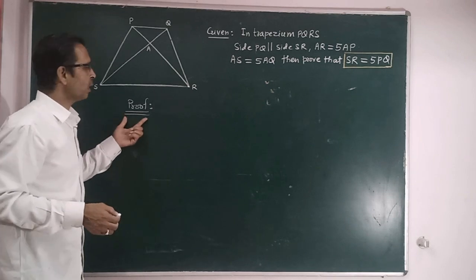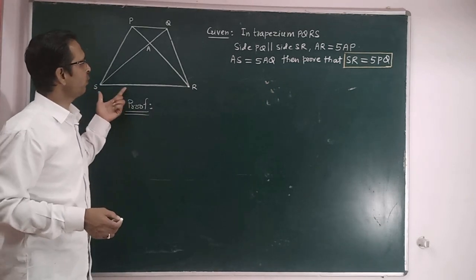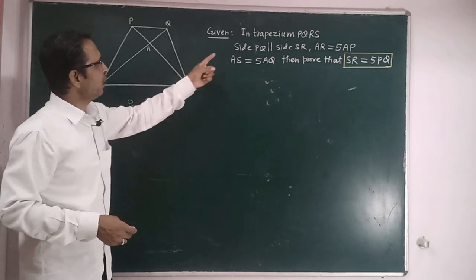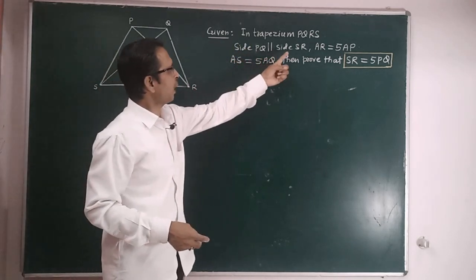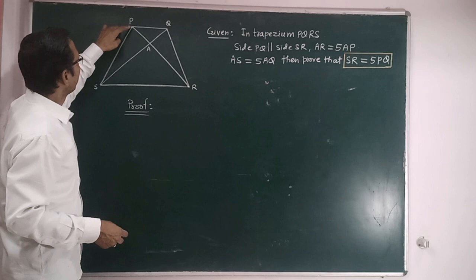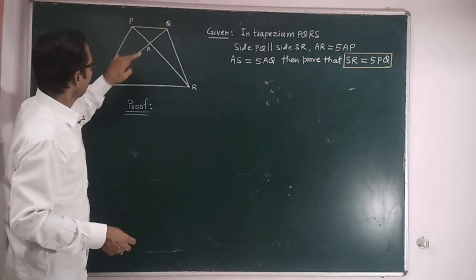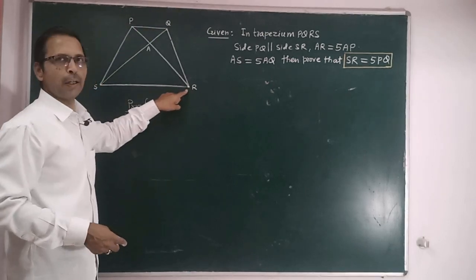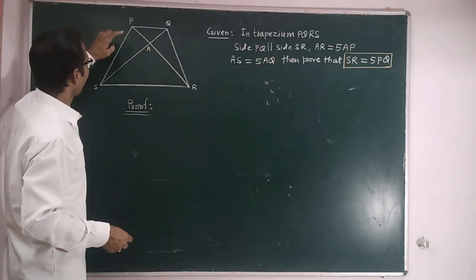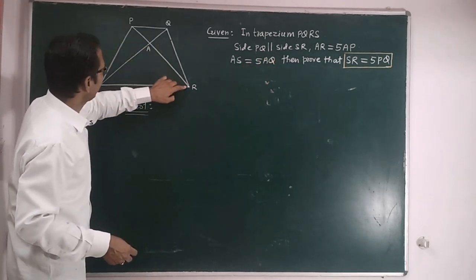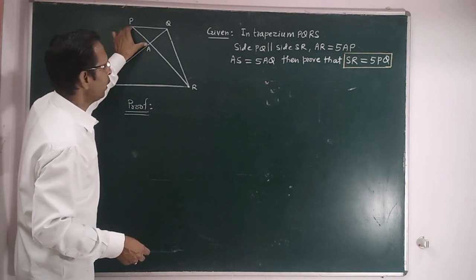To solve this example, we first observe the figure carefully. We are given in trapezium PQRS, side PQ is parallel to SR. Observe in this figure, PQ is parallel to SR. AR is equal to 5 times AP.